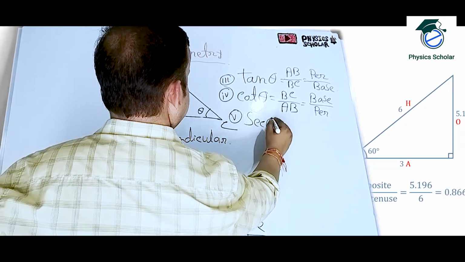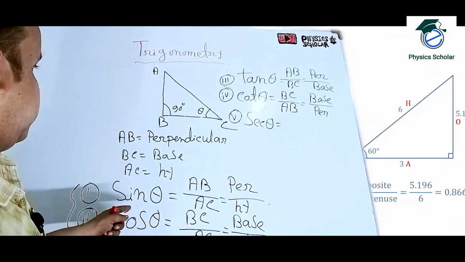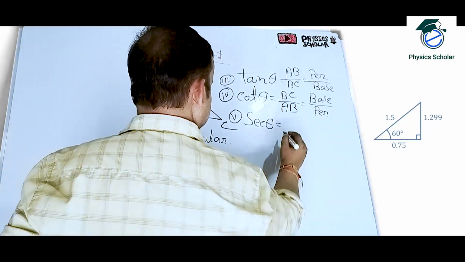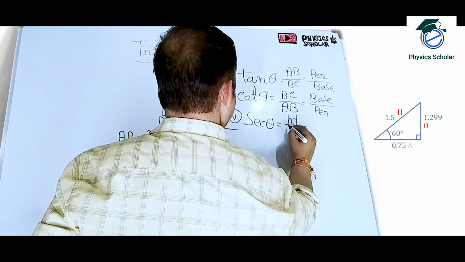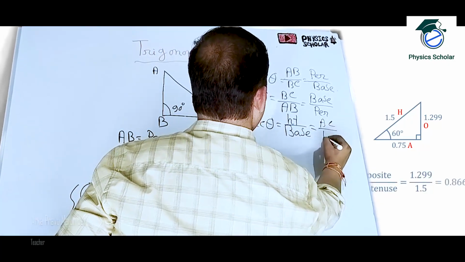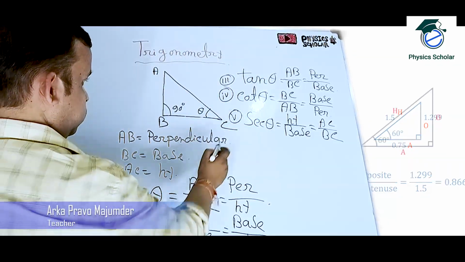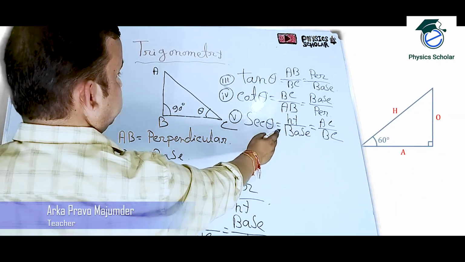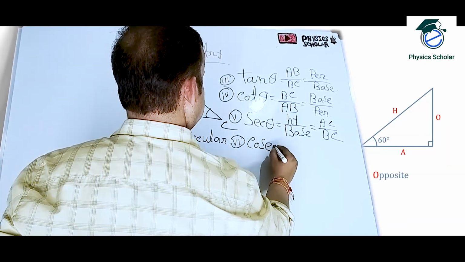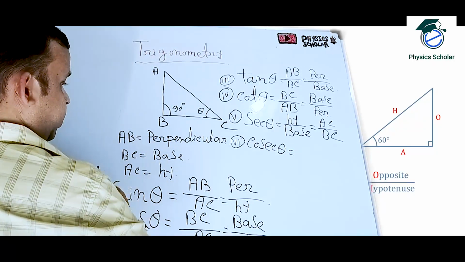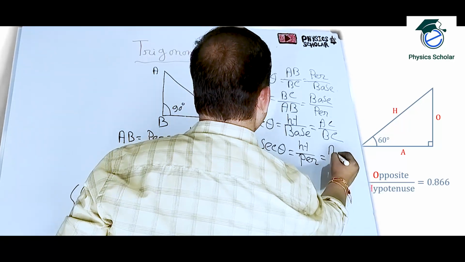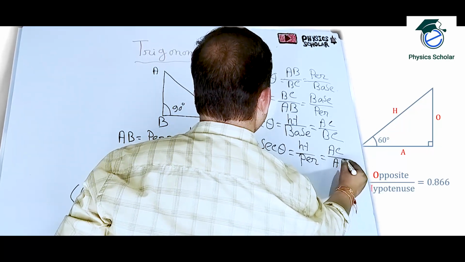Then sec theta. What is sec theta? Sec theta is the opposite of cos. Cos is base by hypotenuse, so sec will be hypotenuse by base. Hypotenuse is AC and base is BC. So sec theta is the opposite of cos, hypotenuse by base. And the next one is cosec theta. Cosec theta is the opposite of sine, so it will be hypotenuse by perpendicular, where hypotenuse is AC and perpendicular is AB.